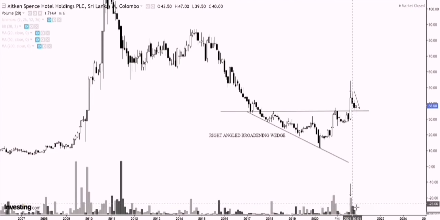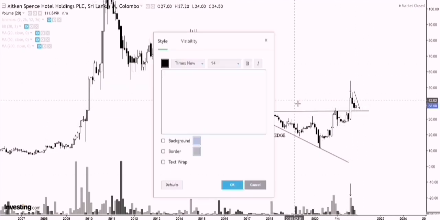And most importantly, we can see the volume has been declining as prices pulled back to support. That is a good sign, because how we define an uptrend through volume is you want to see volume rise as prices rise and volume decline as prices pull back. So that is what we are seeing here. And most importantly, we know that the key level to watch for is 35 rupees.